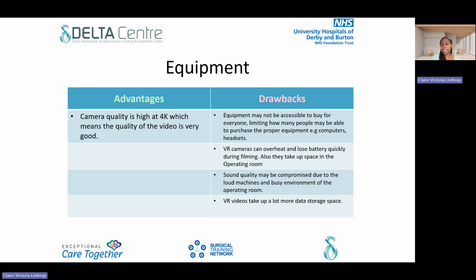Also, sound quality can be compromised due to the loud machines and busy environments of the operating room. This I experienced, as with the machines, the beeping, the talking, things going on in the background can easily be picked up by the cameras. So that's one thing to consider. VR videos also take up a lot more data storage space.